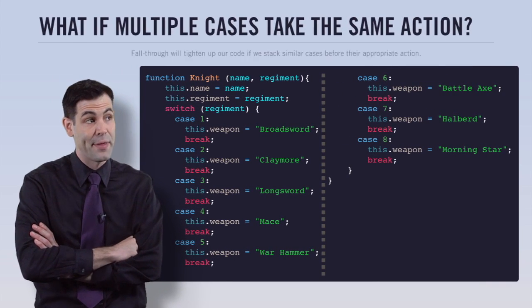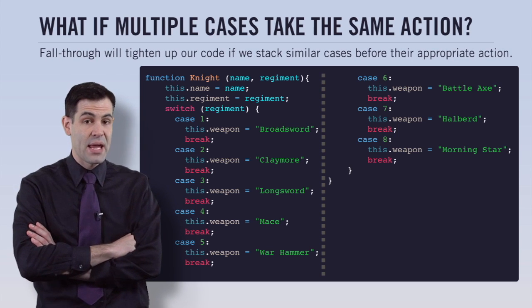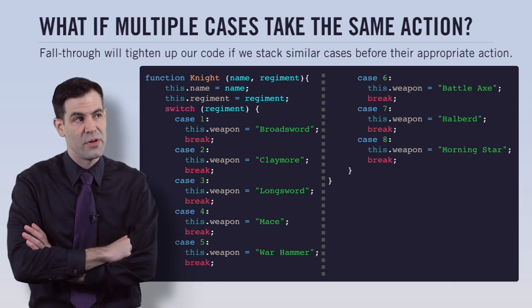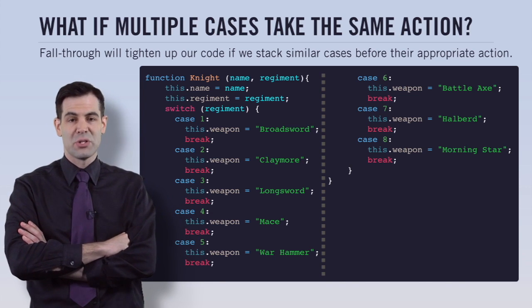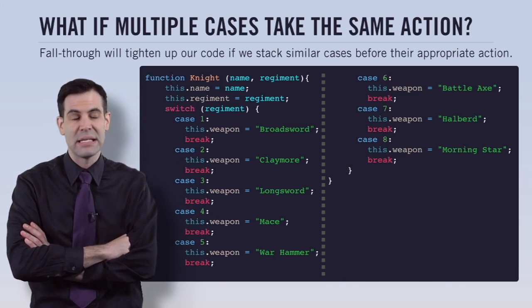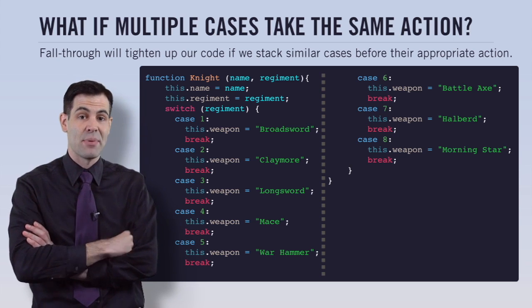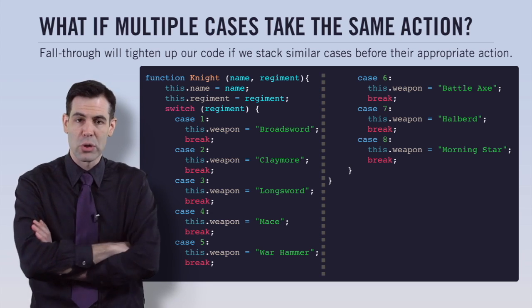We want to back up for a second because fall through kind of gets a bad rap out there in the wild. But it can be very useful, and we want to educate you on the uses of fall through. What if multiple cases, for example, take exactly the same action? We can creatively use fall through to make that happen and tighten up our code and make it more legible.